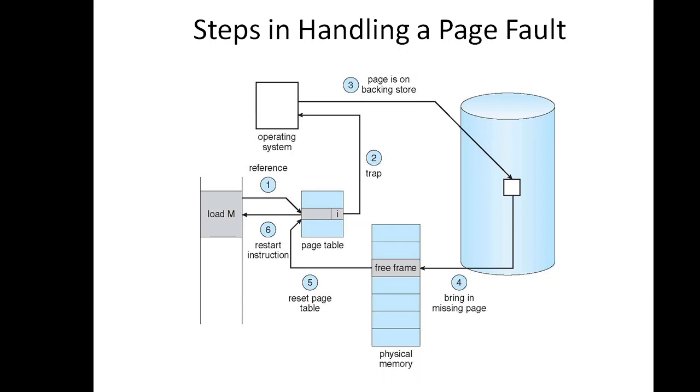Next, step 5 is what? We should reset the page table, update that particular bit i to bit v in the page table, and then the last step is to restart the execution of the instruction.